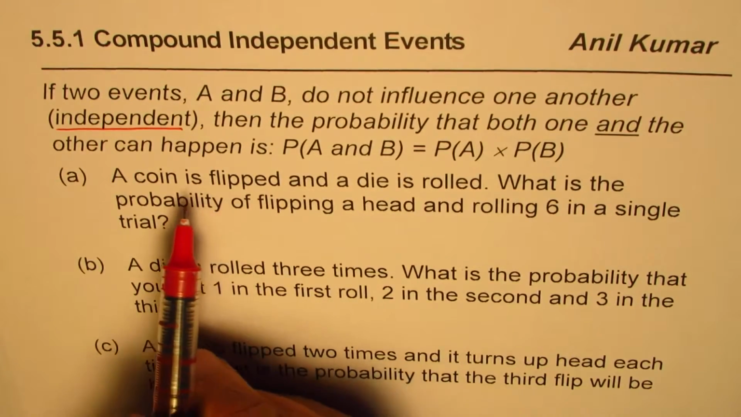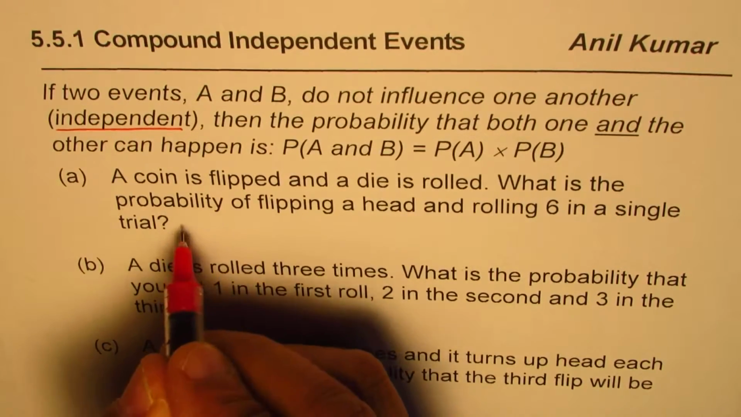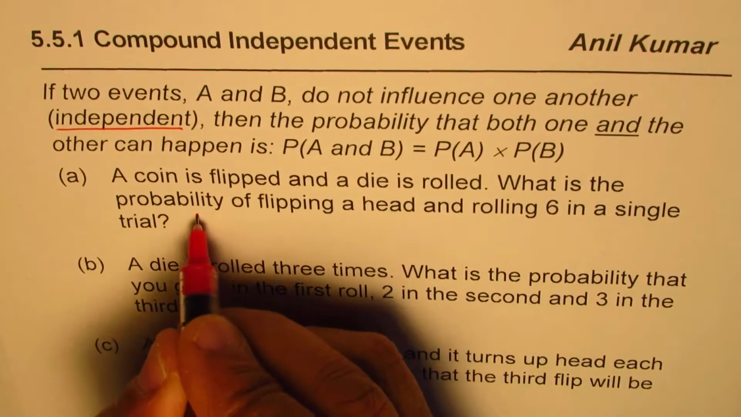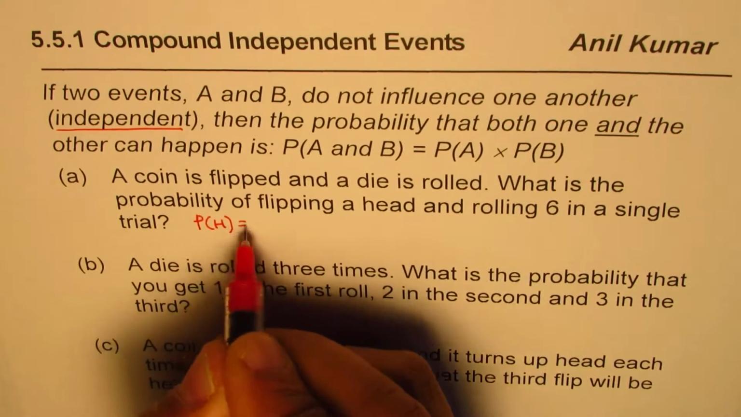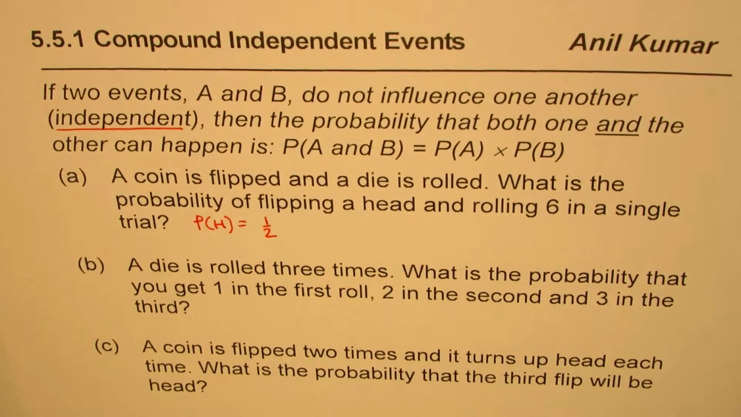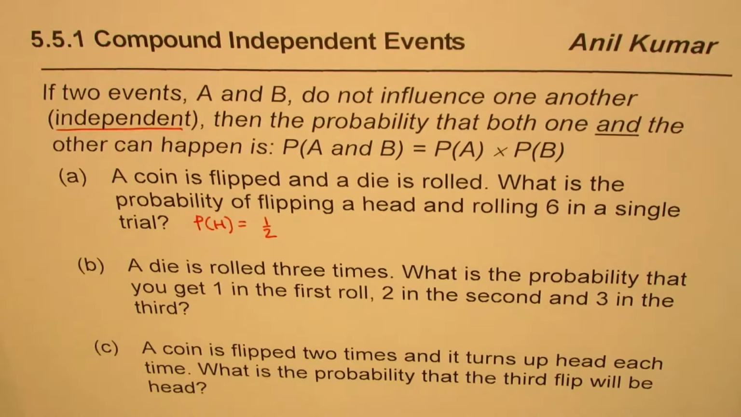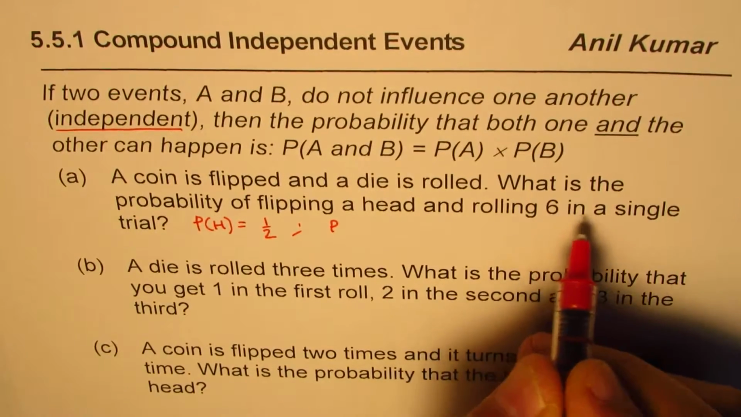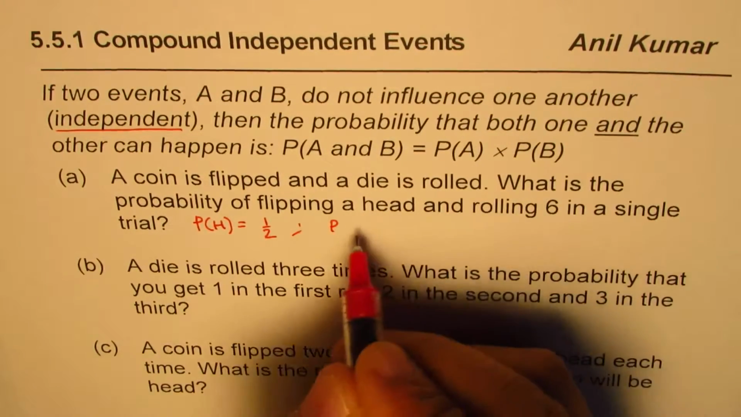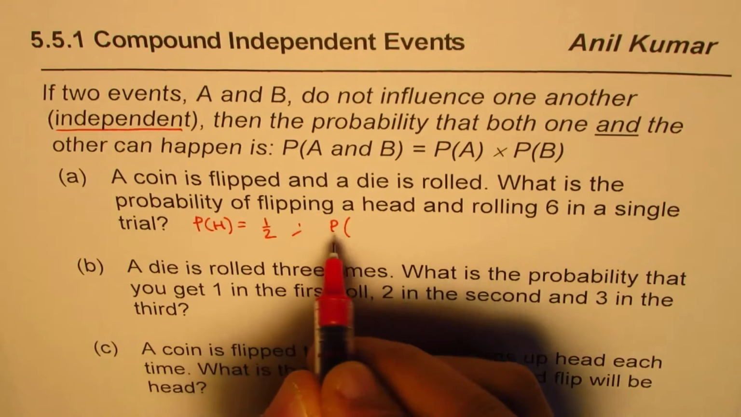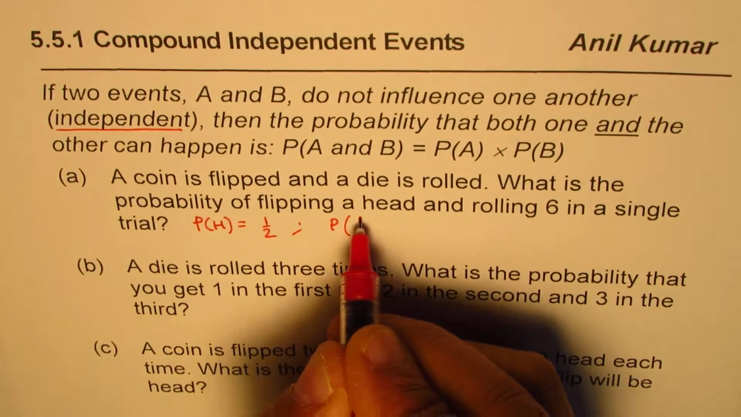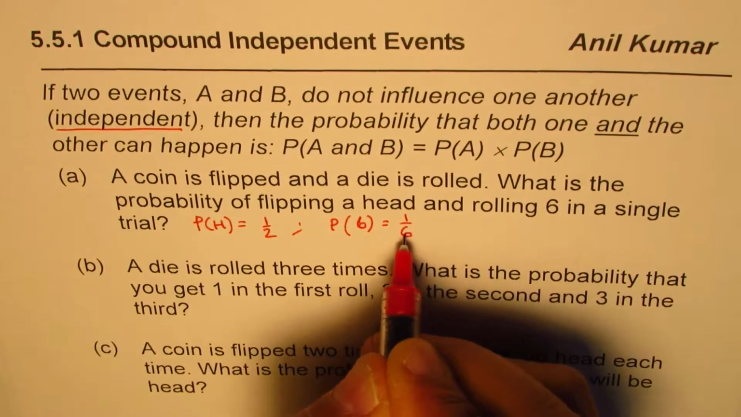So now let's look into the probability of the coin. It says, what is the probability of flipping a head? We know it is half because a coin has two sides, heads or tails, 1 out of 2. And what is the probability of rolling 6 in a single trial? Rolling 6 on a die, we have 6 numbers, 1 out of 6, right? So let me write rolling 6 is 1 out of 6.